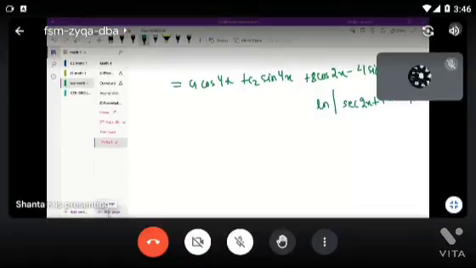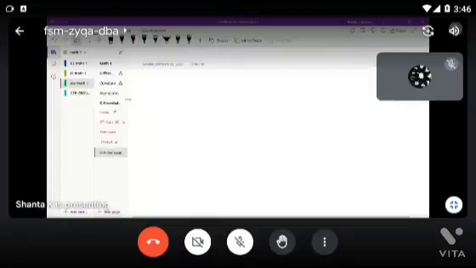Ma'am, we can use this method in any equation, right? Yes, any. Like the previous cases, what we did, the particular integral with those sine and cosine formulas, there also you can use. Okay, ma'am. Thank you.